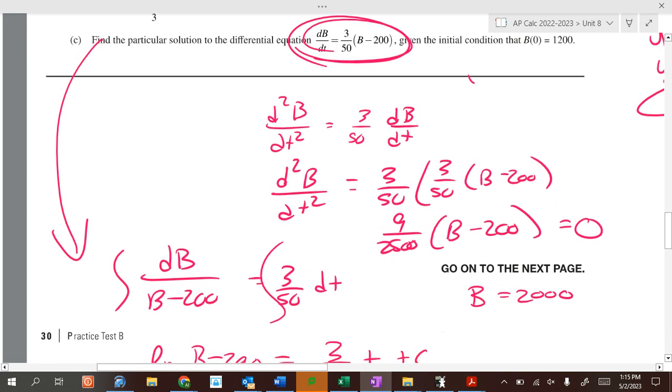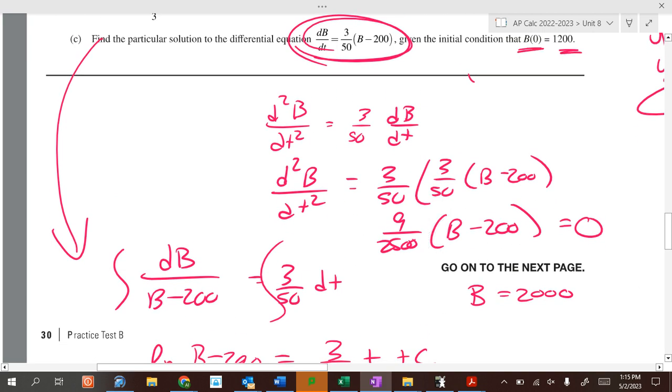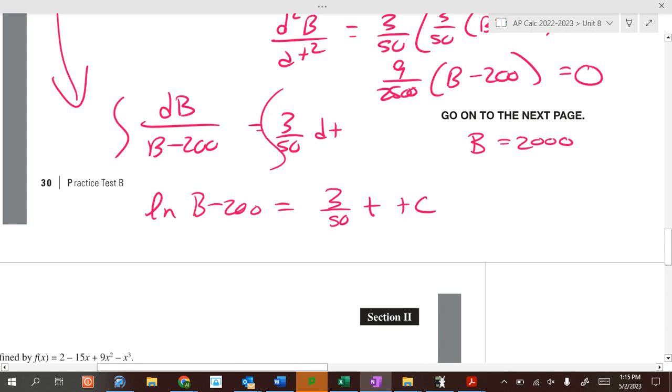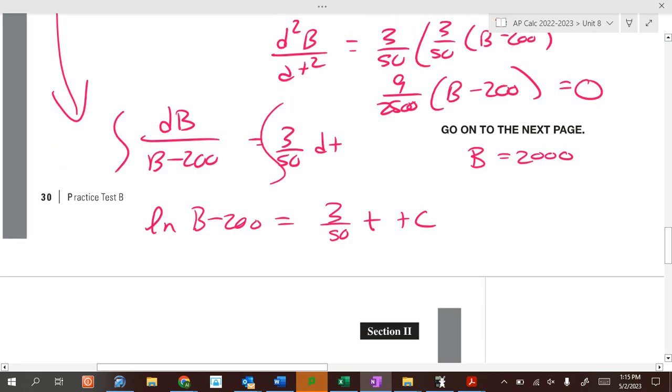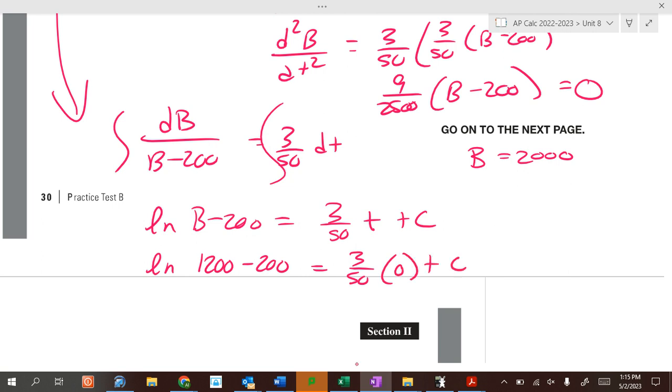Okay? And if the condition is B of 0 equals 1200, at time 0, this is 1200. So the ln of 1200 minus 200 equals 3/50 times 0 plus C. So the ln of 1000 equals C.